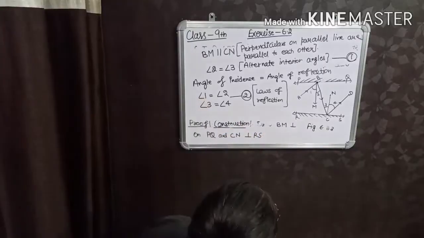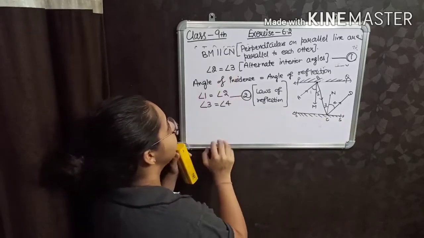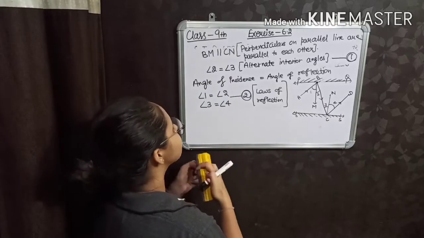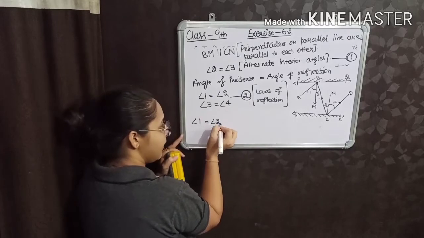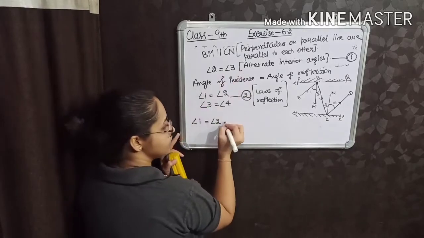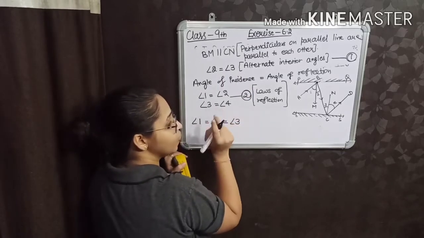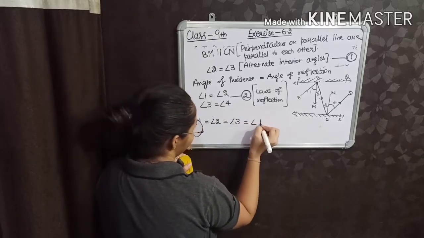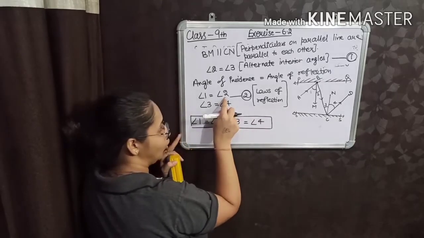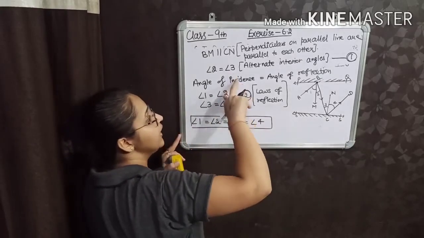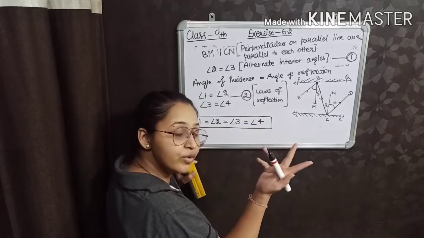Now see, you have two equations. First, angle 2 is equal to angle 3, and second is this complete equation. Now see, angle 1 is equal to angle 2, but angle 2 is equal to angle 3, and angle 3 is equal to angle 4. So angle 1 is equal to angle 2, angle 2 is equal to angle 3, angle 3 is equal to angle 4. It means these four angles will be equal to each other.